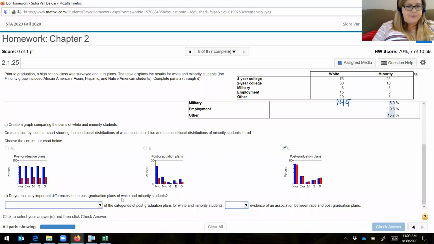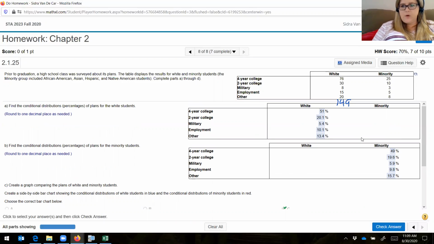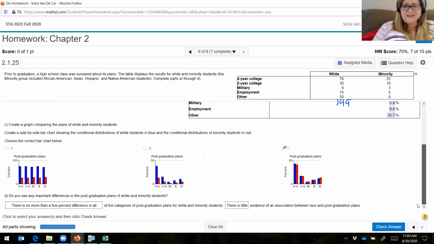Do you see important differences in the postgraduate plans of white and minority students? There is no more than a 5% difference in all of the categories of postgraduate plans for white and minority students. So there is little evidence of an association between race and postgraduate plans. In other words, if we look back up here, notice 51, 49, 20, 19, 5.4, 5.9, 10.1, 9.8, 13.4, 15.7. They're all doing the same thing. It doesn't matter the ethnicity. These numbers are so close to each other. They're about the same.